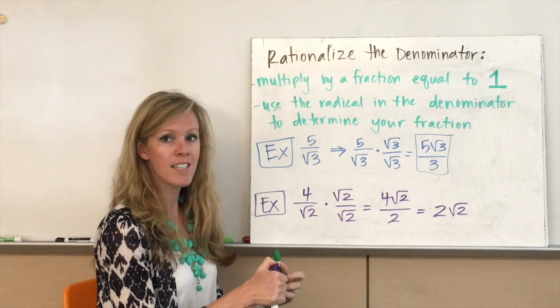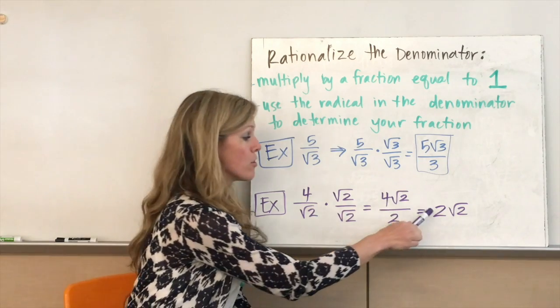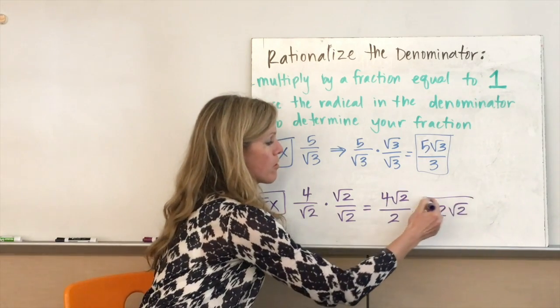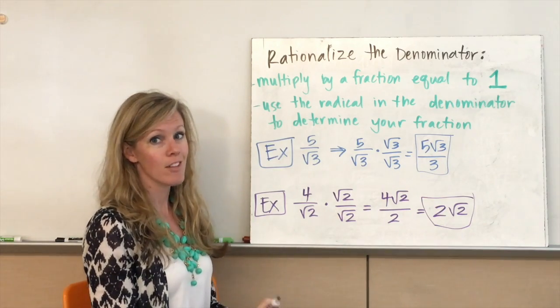Well, I don't think so, because I think something more can be simplified. Indeed, 4 divided by 2 is 2. So we simplify it further to 2 radical 2. Oh, that seems easy. A lot of 2's.